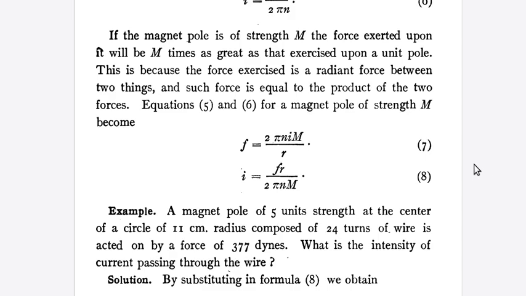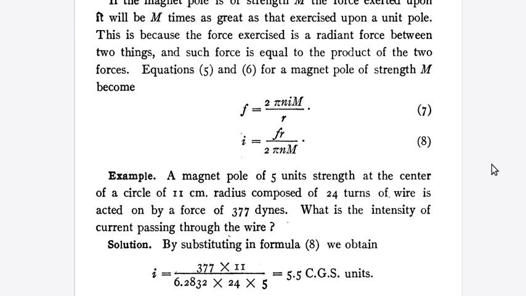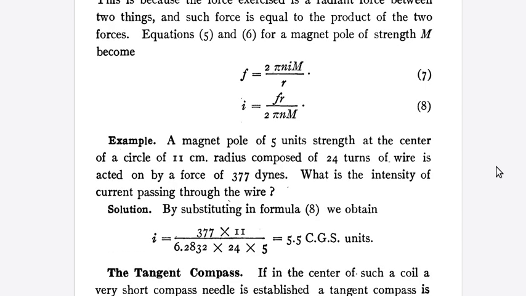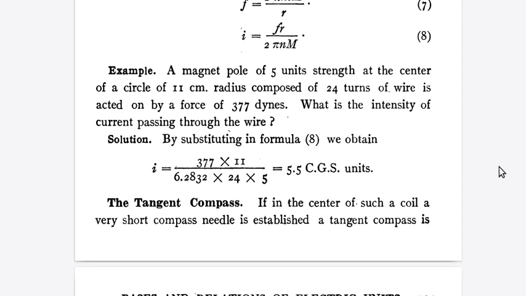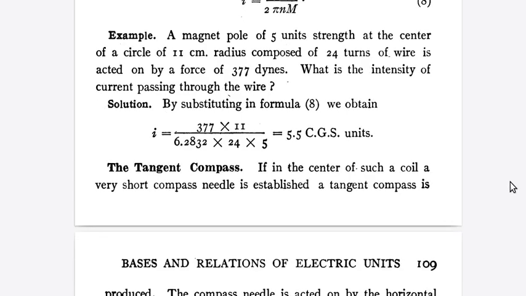That is equation 8. To answer example, a magnet pole of 5 unit strength at the center of a circle of 11 centimeters radius composed of 24 turns of wire is acted on by a force of 377 dynes. What is the intensity of current passing through the wire? Solution. By substituting in formula 8, we obtain I equals 377 times 11 divided by 6.2832 times 24 times 5, which equals 5.5 CGS units.